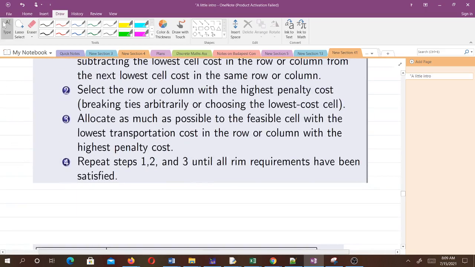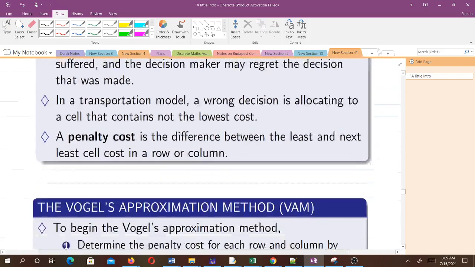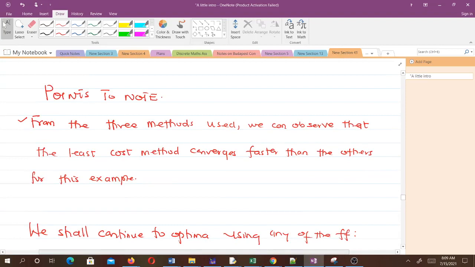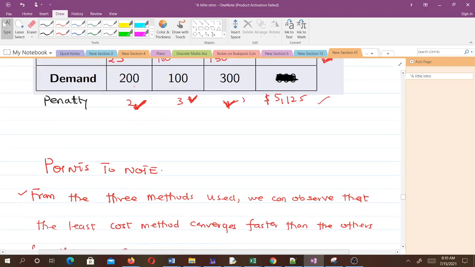So from the three methods used, we can observe that the least cost method converges faster than the others for this example, right? So it's not a general thing, it depends on the kind of problem you are solving. So with this particular problem, the least cost method converged faster than the others. Okay, so this is the first stage. You just use one of these methods, right? Sometimes the question will specify which of them you are supposed to use, but if the question doesn't specify, you use any of them that you want.